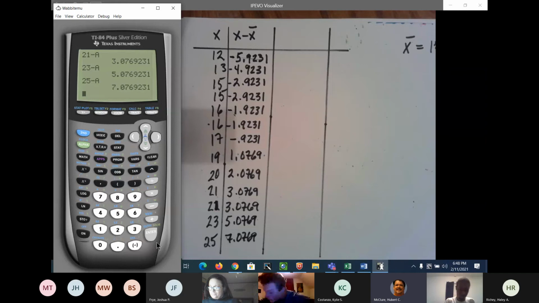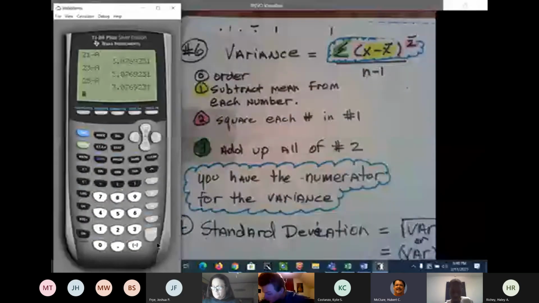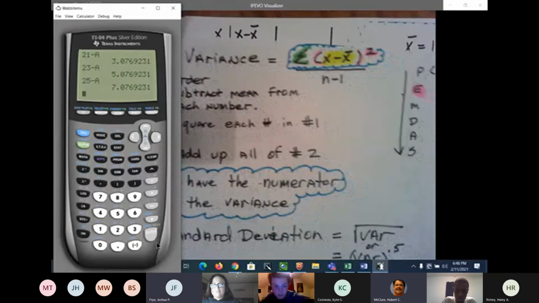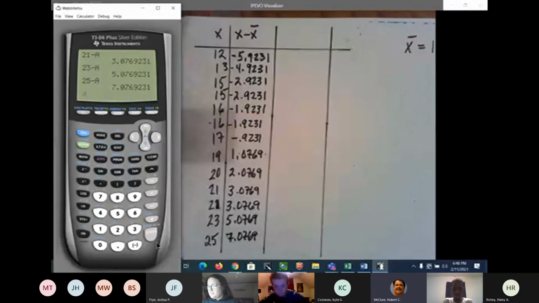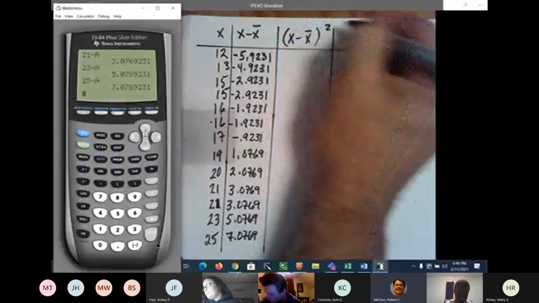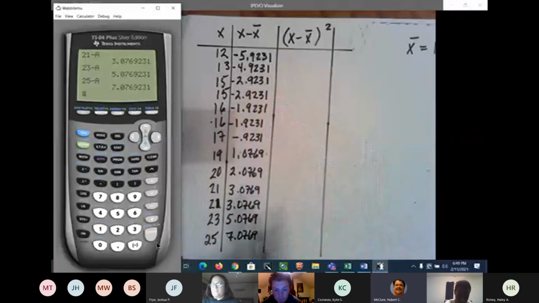Now, let's go to the formula. What do you do to x minus x bar? What's next? Square it. You're going to square it. So I'm going to take this column, and I'm going to call it x minus x bar, quantity squared. I'm going to take this number, and I'm going to square it. Which one are you squaring? The negative number, the decimal? You're going to square it.